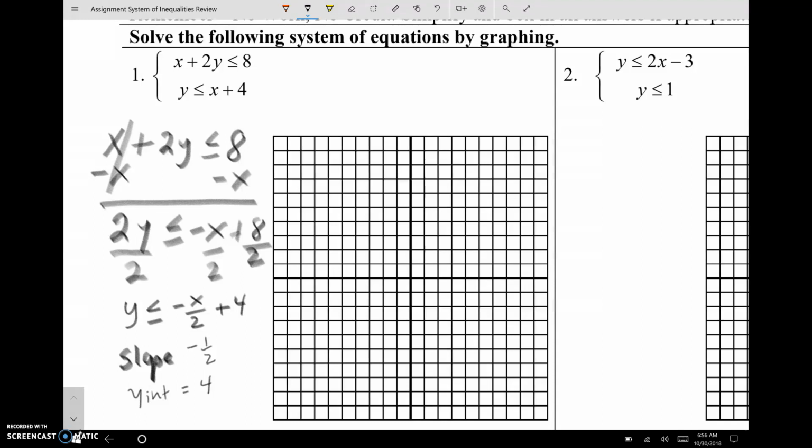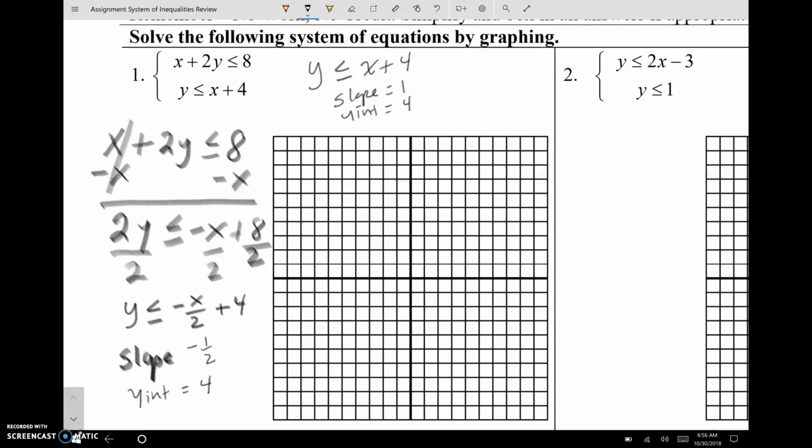Our other equation, we have y is less than or equal to x plus 4, and we notice that the slope is equal to 1, and the y-intercept is equal to 4. So let's go ahead and graph each of them on the coordinate plane.